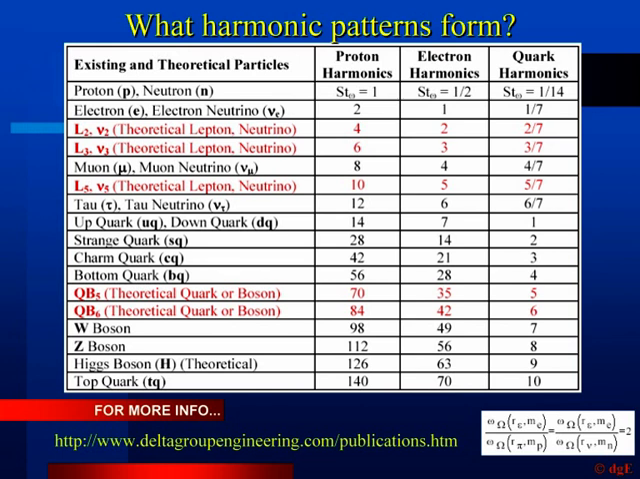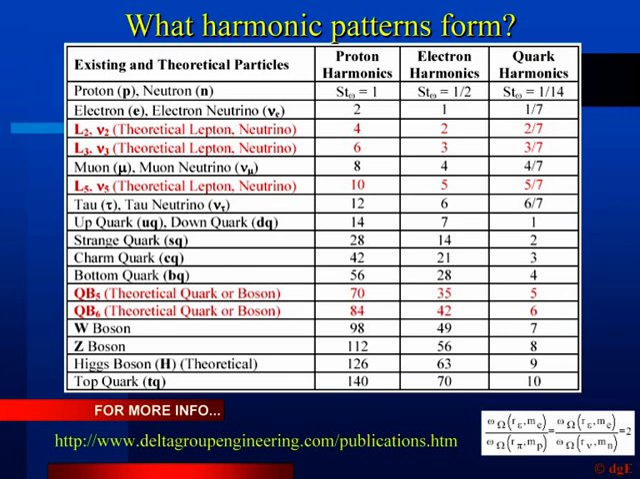What harmonic patterns form? This table contains a list of existing and theoretical particles. There are 3 columns marked with omega sub omega. Each column represents a different particle. From left to right, they represent the proton, electron, and up quark. The black text denotes existing particles, whilst the red text denotes theoretical particles.